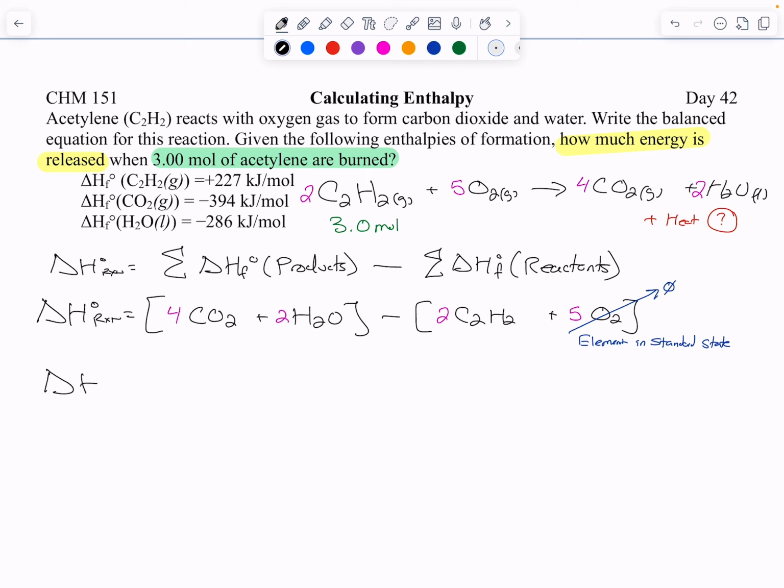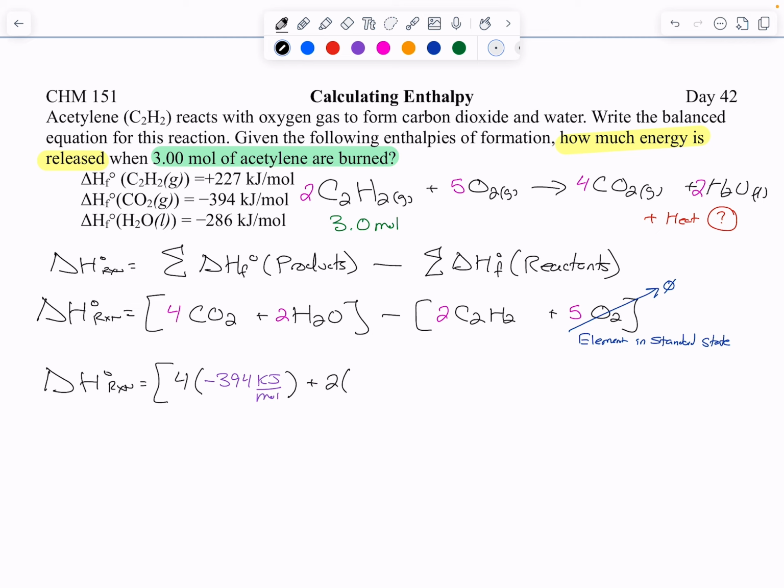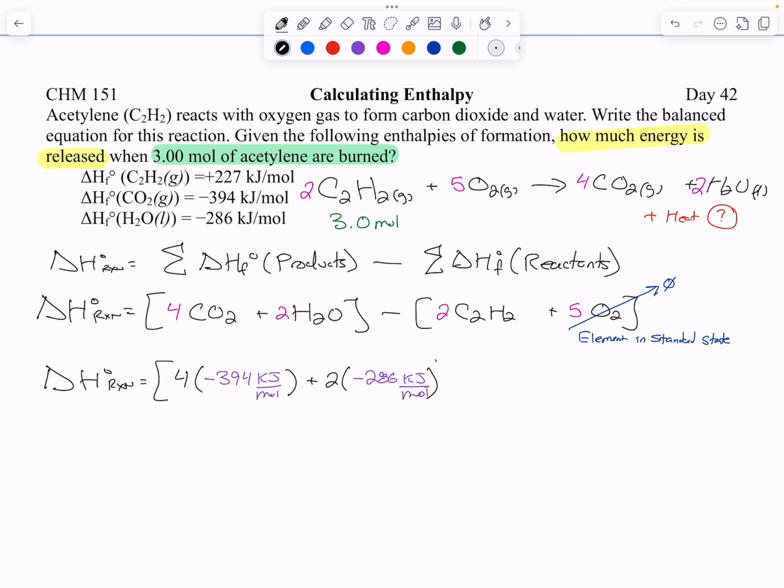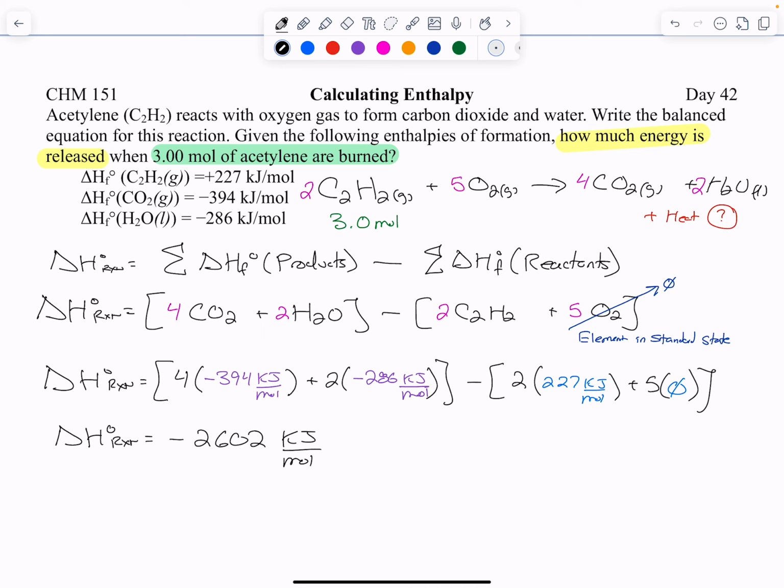Okay. So delta H of the reaction: 4 times CO2 is negative 394, plus 2 times water, negative 286, and then minus 2 times acetylene, 227 positive, and 0 for O2. So if I do 4 times negative 394 plus 2 times negative 286 minus 2 times 227, I get negative 2602 kilojoules per mole of the reaction.